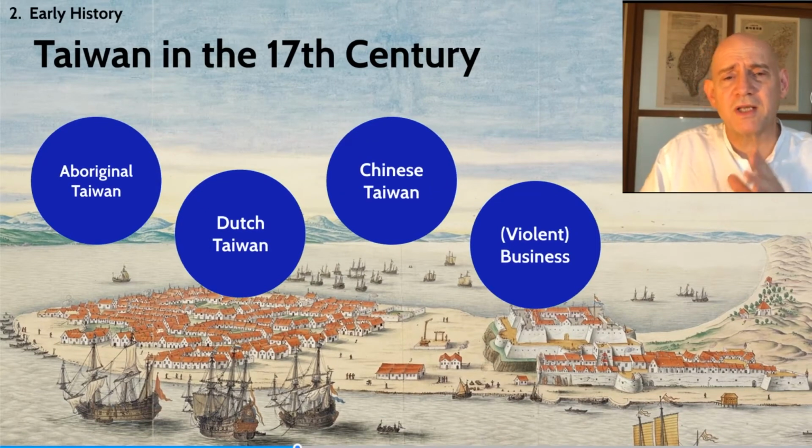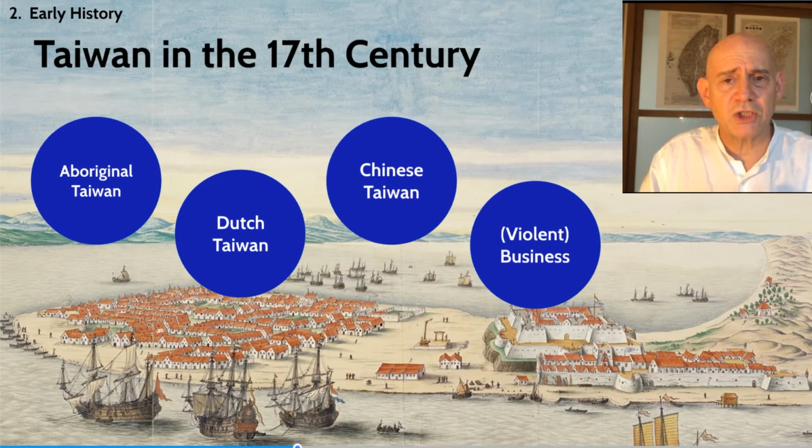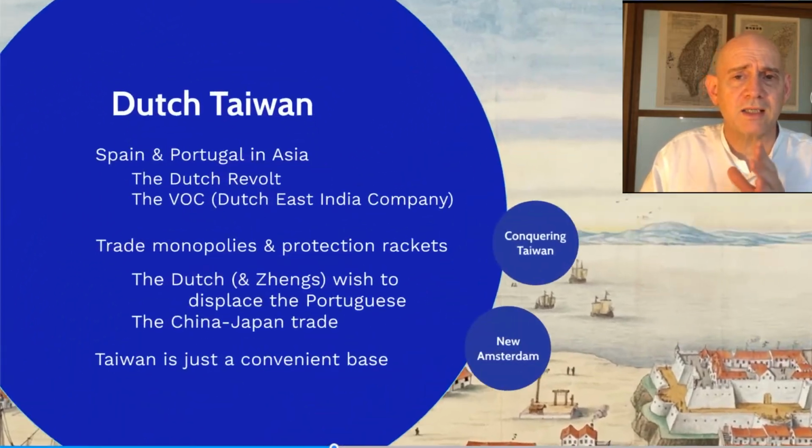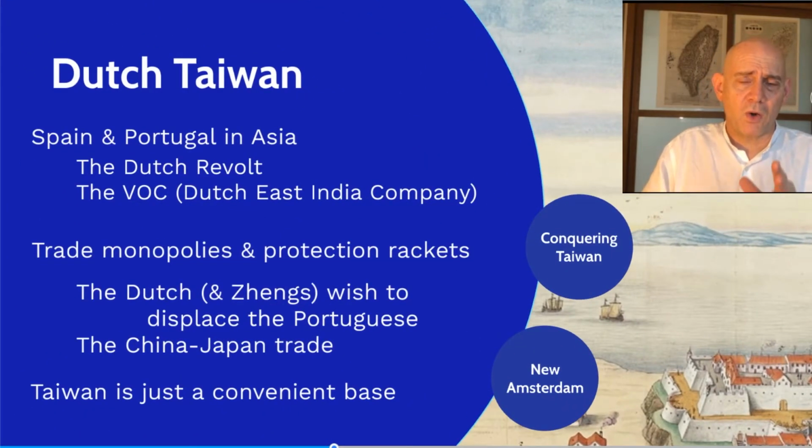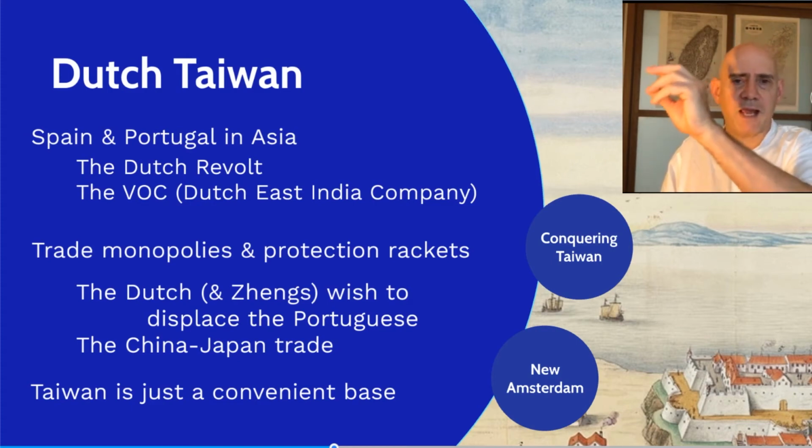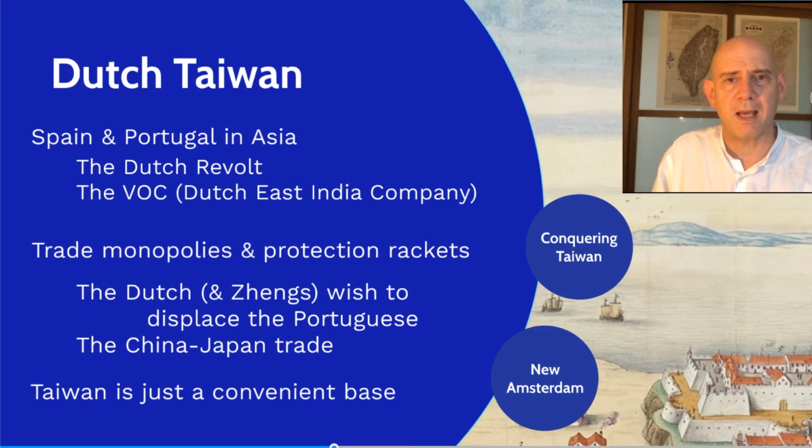Okay, that's the Aborigine economy. I want to move on and look at the Dutch. The Dutch come to Taiwan in the 1620s. What's happening here is that Spain and Portugal in the 1500s come into Asia. The Portuguese make it all the way into Macau. They set up a trading base there, and then they trade between Macau and Japan. They have bases in Japan.